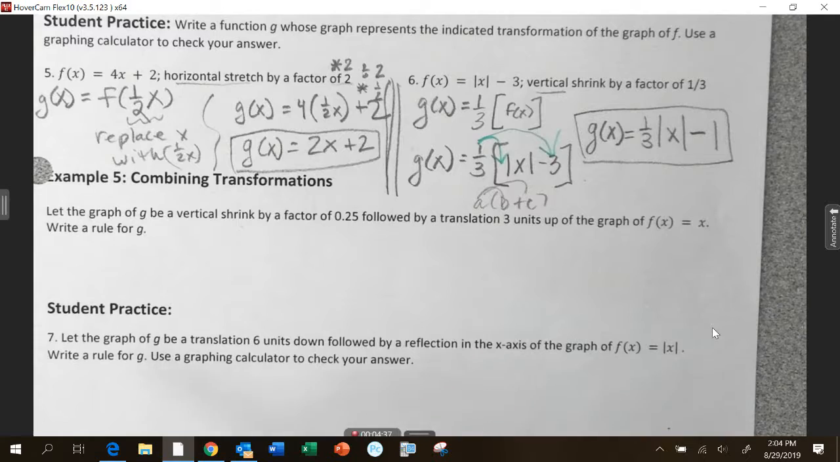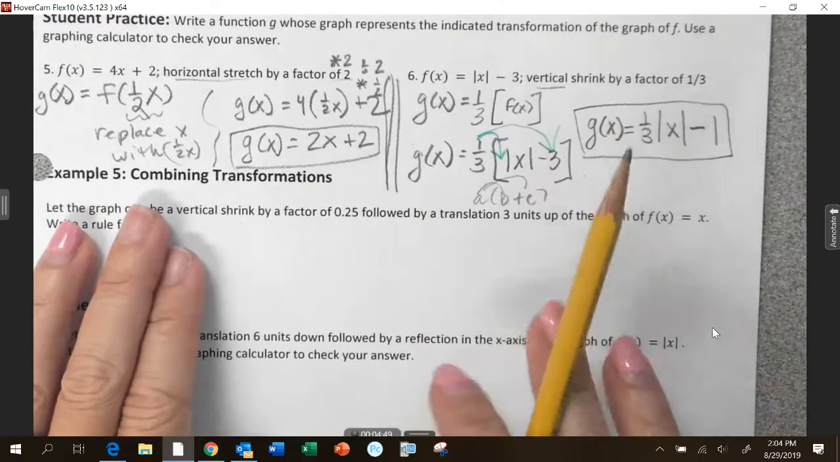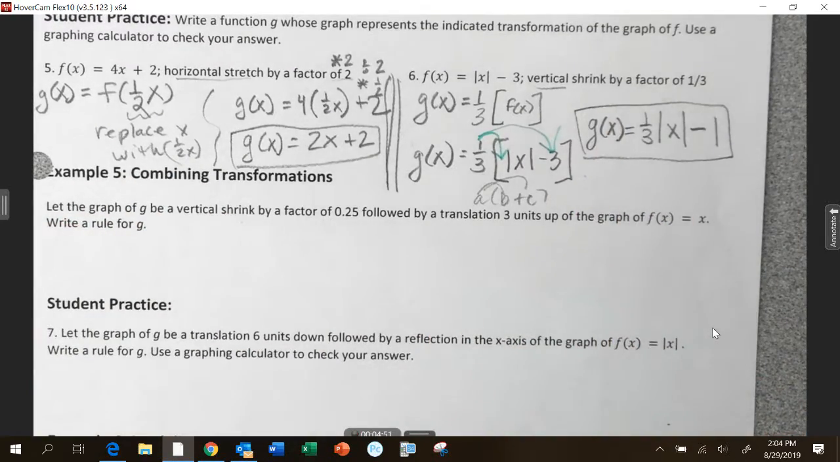All right, example 5 is combining transformations. This is the stuff that's the trickiest, right? Combining transformations is the trickiest. What you'll have is 2 different steps, and you want to organize this and do it as 2 different steps. So I'm going to use color, and I'm going to use different letters to just help us separate these 2 different steps.